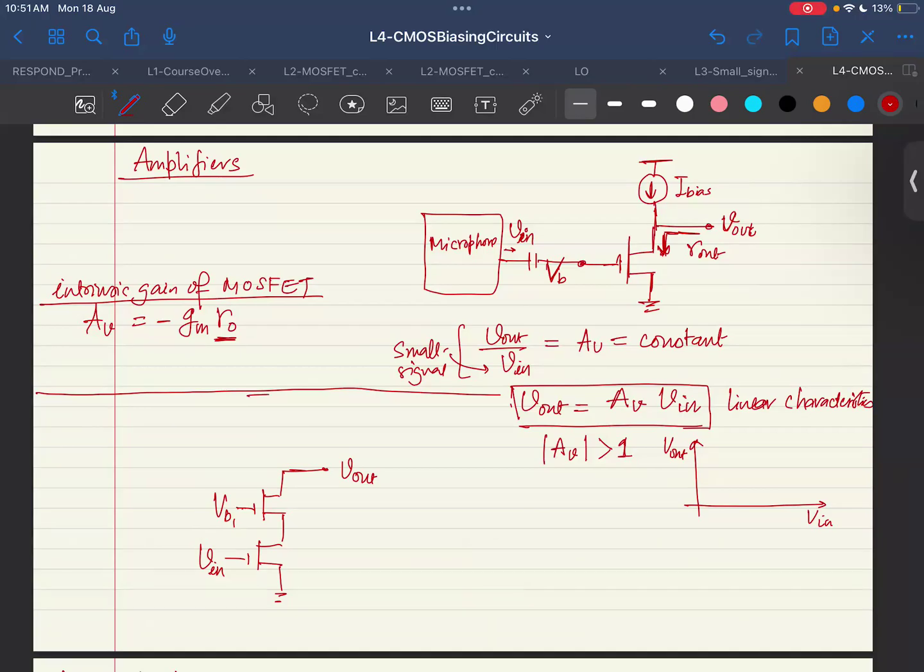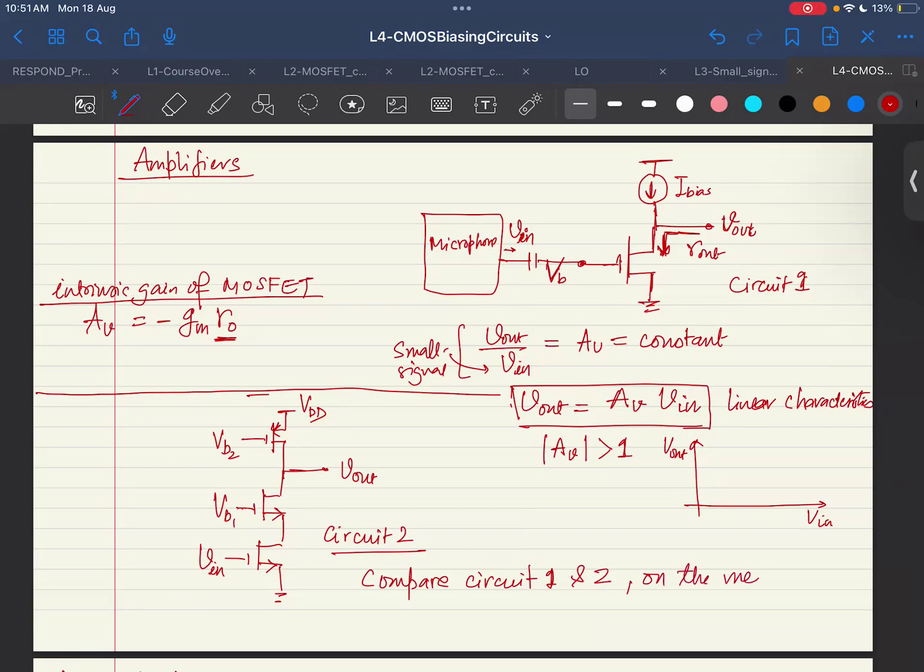And the PMOS stage also, which you apply, let's take this also to be, so this is your VDD. And you see what is the good part with this circuit compared to obviously the one which we have drawn here. So let's say this is circuit 1, and this is circuit 2. So compare circuit 1 and 2 on the metrics which we have talked about.